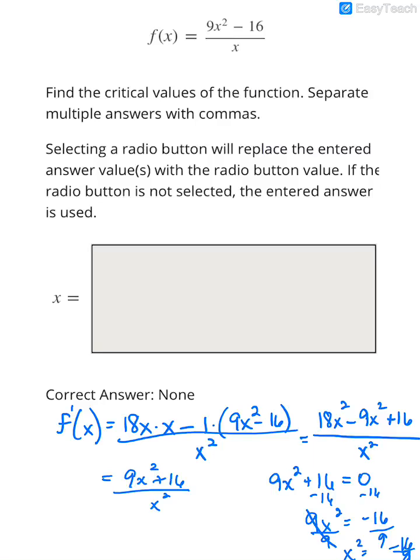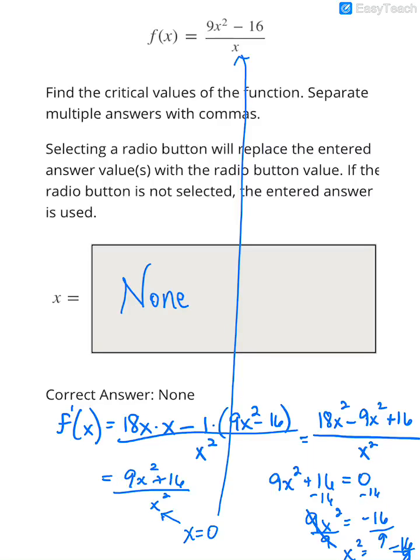The other place critical values can come from are values that make your denominator undefined, as long as they're part of the original domain. When I look at my first derivative, x equals 0 would make this undefined, but when you look back at the original function, it is not part of the original domain. So in this case, our rational function does not have any critical numbers.